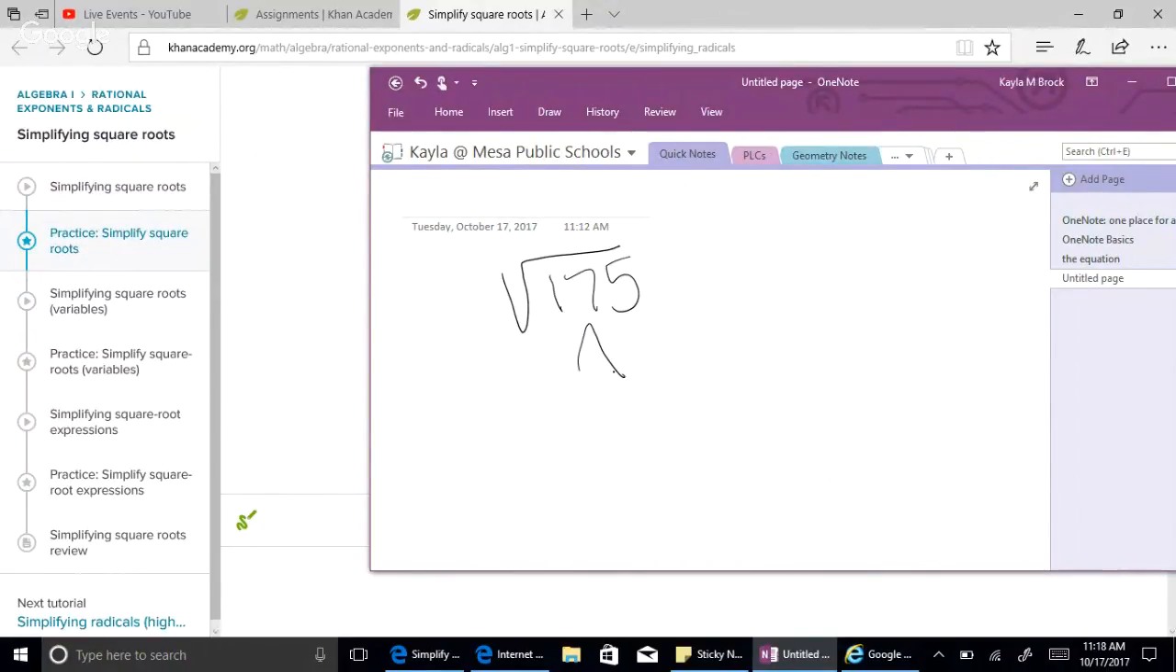Well, off the top of my head, I know that 25 will go into 175 and it'll go in 7 times. So 7 times 25 equals 175. Therefore, the square root of 7 times the square root of 25 is the same thing as the square root of 175. Now you have to look at your two factors and see if either of them has a square root. 25's square root is 5. So your simplified answer is 5 square root of 7.